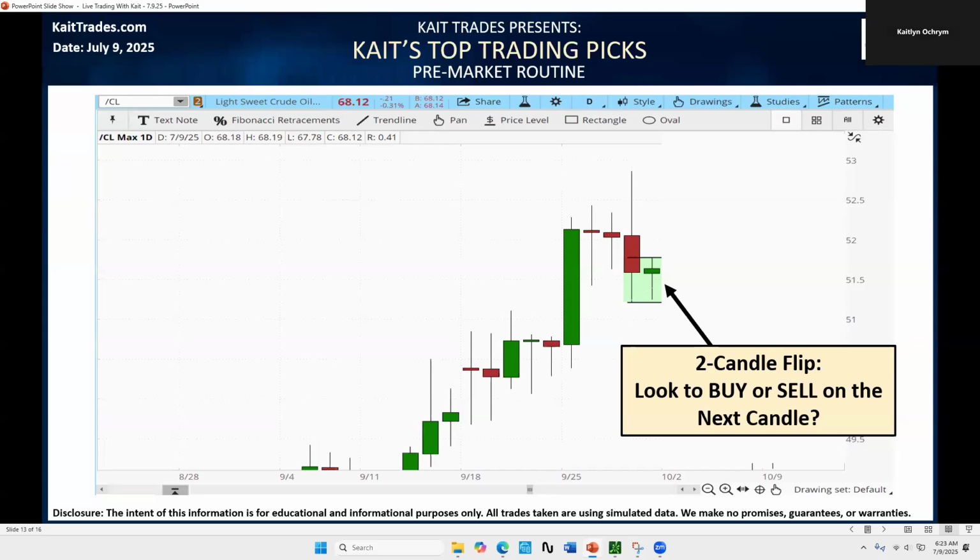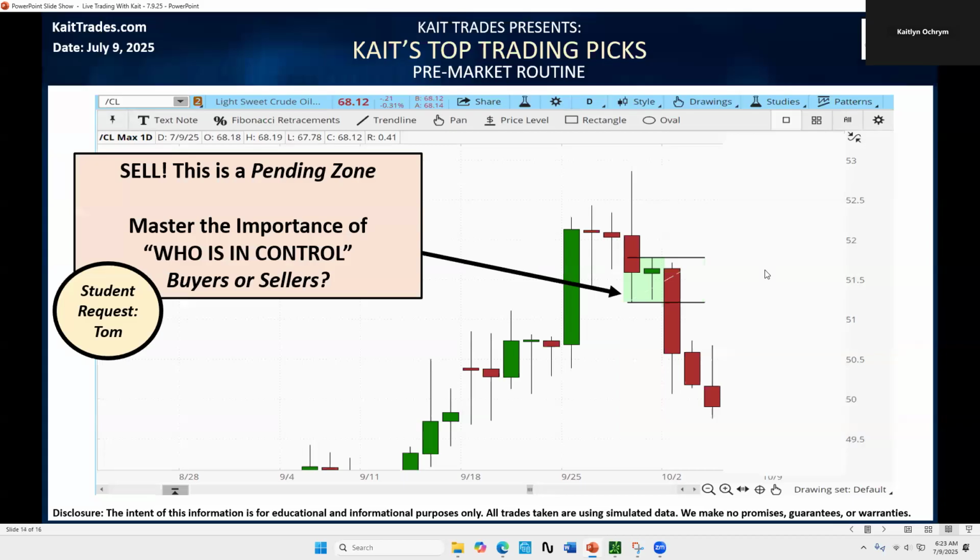All right, the answer is sell. So this became a sell. Nice job, Mark, on that one. That did end up being a continuation doji. So now how can we tell? This goes into the importance of who is in control. I want to give a shout out to Tom for this one.